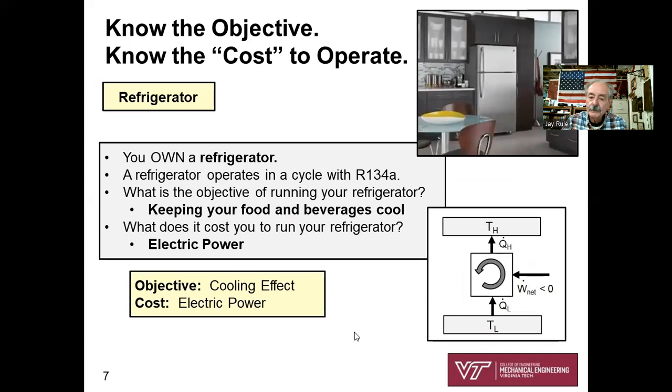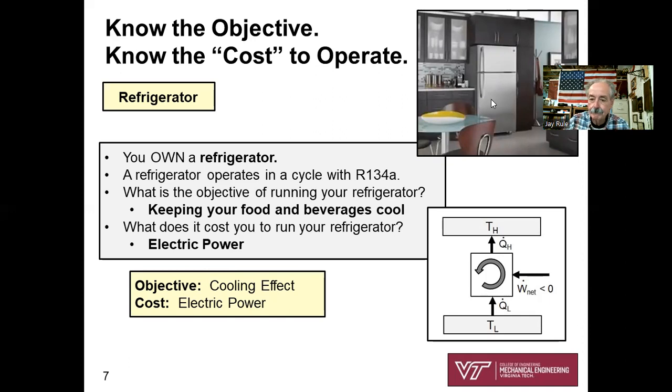Now let's look at a refrigerator. You probably have a pretty good familiarity with refrigerators. A refrigerator operates in a cycle with the refrigerant R134A as the working fluid, a phase change substance. What's the objective of running your refrigerator in your kitchen? Well, your objective is to keep your food and beverages cool inside that box.